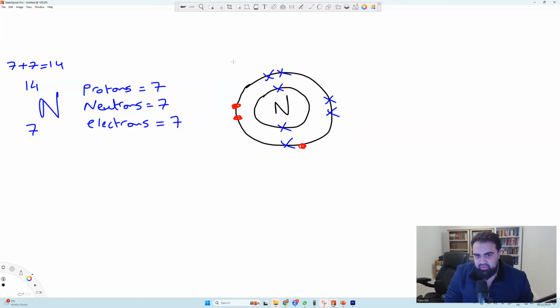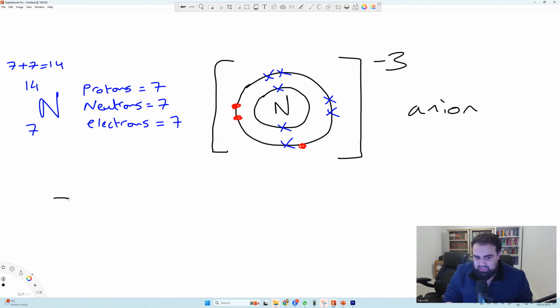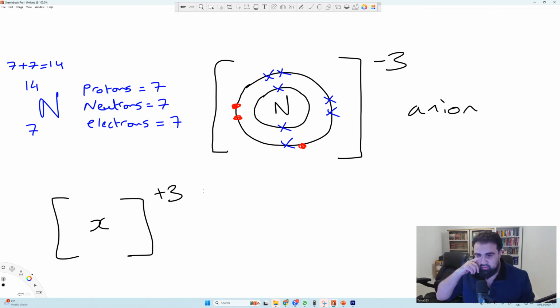It becomes a what? A negative 3 charge. It becomes an anion. Now, whichever the element was that gave it, which is going to be a metal, let's call it X, it doesn't matter. That metal will have a plus 3 charge because it's lost 3 electrons. Do you understand that? Yes, 100%.